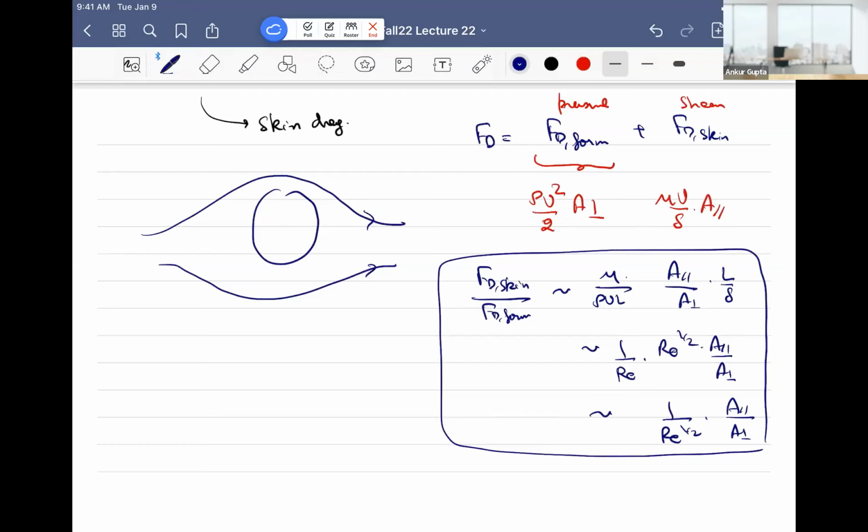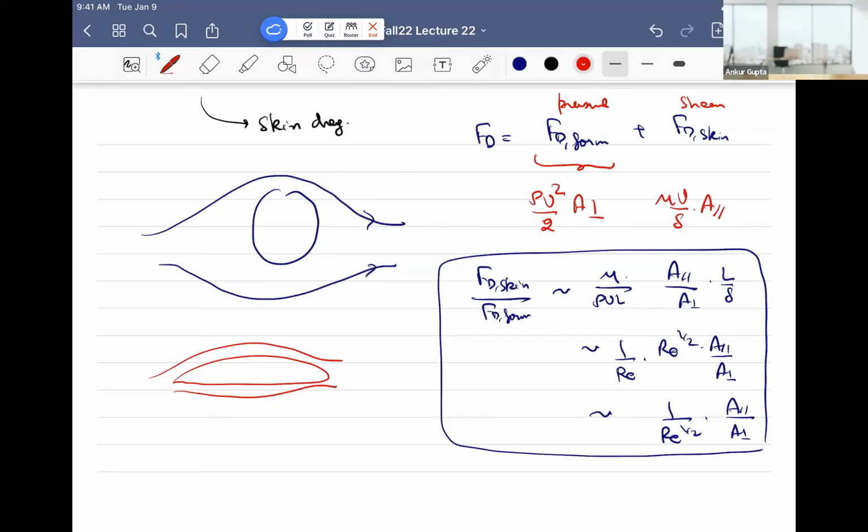So what it's saying is that when you have higher and higher Reynolds number, this ratio becomes low. That means form drag is taking over. So as an engineer, what can we do? We can optimize the other ratio, which is A parallel by A perpendicular. And that's why you have streamlined shapes, where you try to maximize the skin contact by designing shapes like this, so that flow can have more contact with the skin. And that's why you want to keep A parallel by A perpendicular at small values.